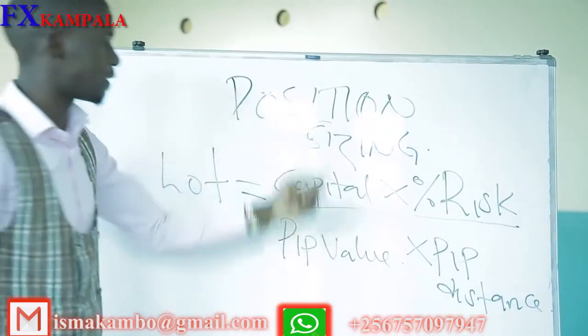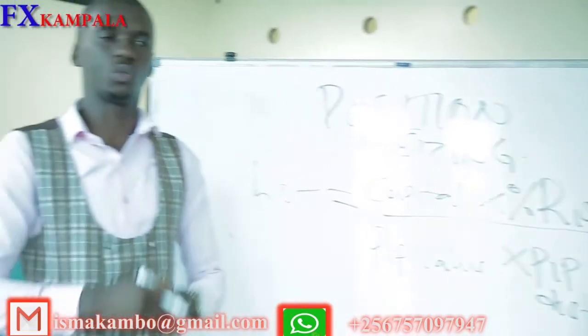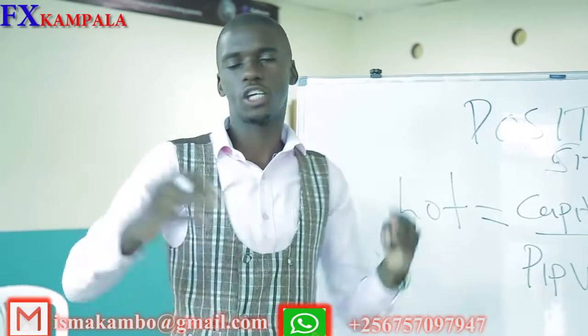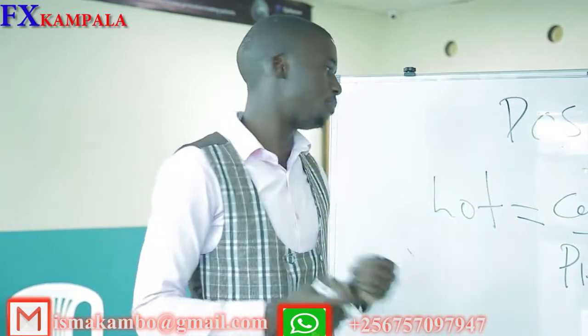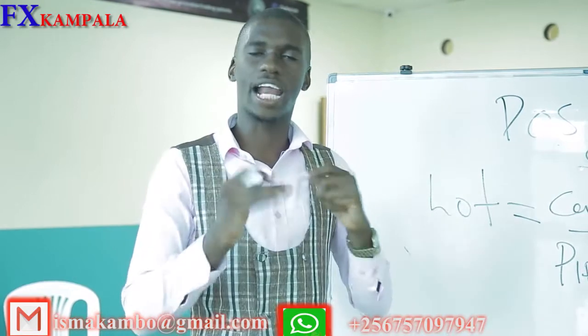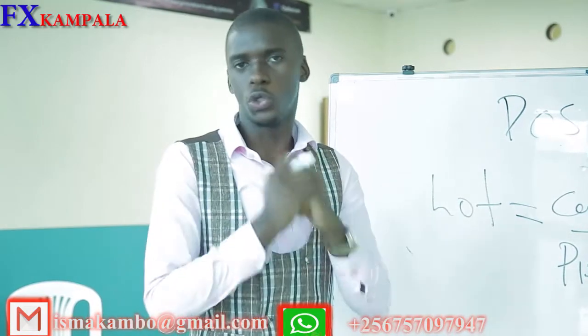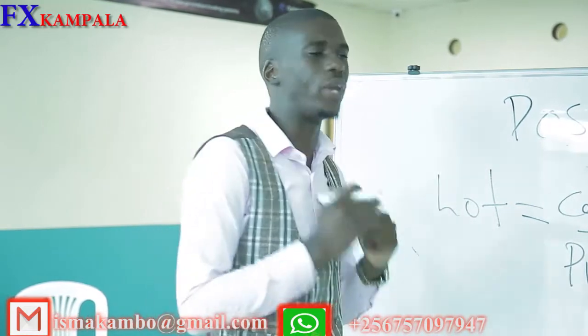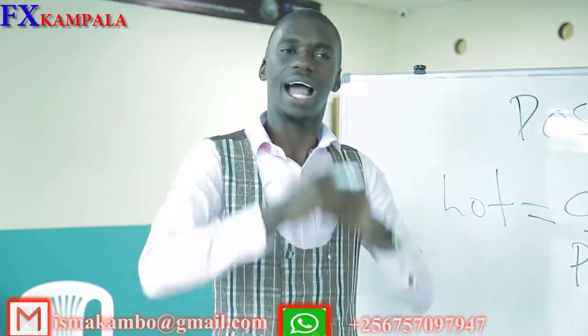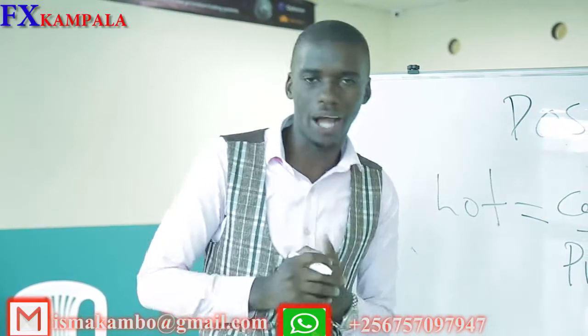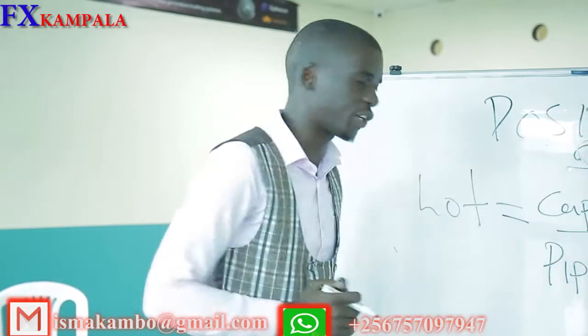The pip distance is basically the number of pips that you calculate from the entry point to where your stop loss is, for you to be in a position to get an appropriate lot size that fits where exactly you want to place your stop loss and what exactly you would want to risk on that particular trade.